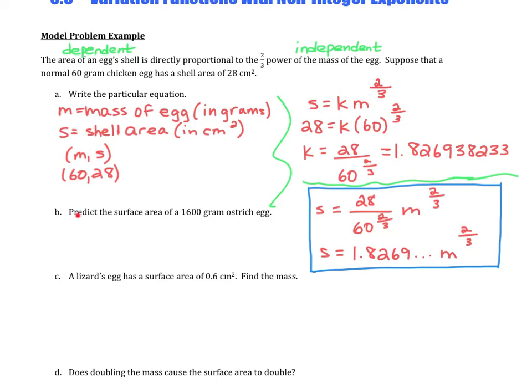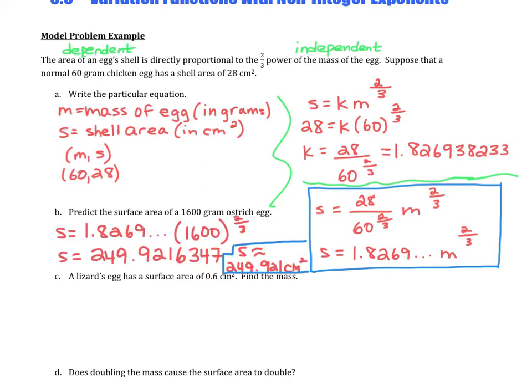All right, part B: predict the surface area of a 1,600-gram ostrich egg. So again, I would encourage you to pause the video, try it on your own, and then check your answer.